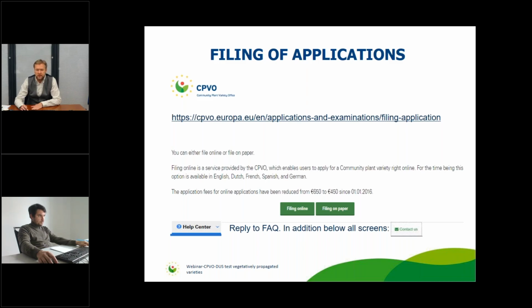The online system is available in English, Dutch, French, Spanish, and German. You can file the application in any other language. However, the forms are only available in these languages. The office works in all 22 languages of the European Union, and it is for the applicant to choose the language of the procedure.